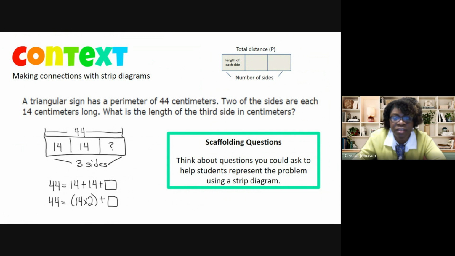A triangular sign has a perimeter of 44 centimeters. 2 of the sides are 14 centimeters long. What is the length of the third side in centimeters? So I want you to think about what questions you can ask to help students represent the problem using a strip diagram. That's just something you would want to think about.